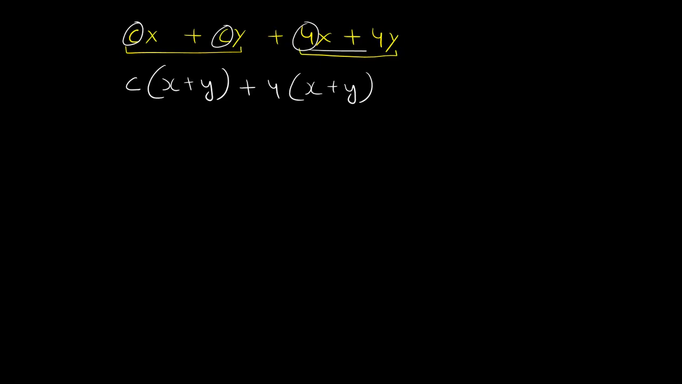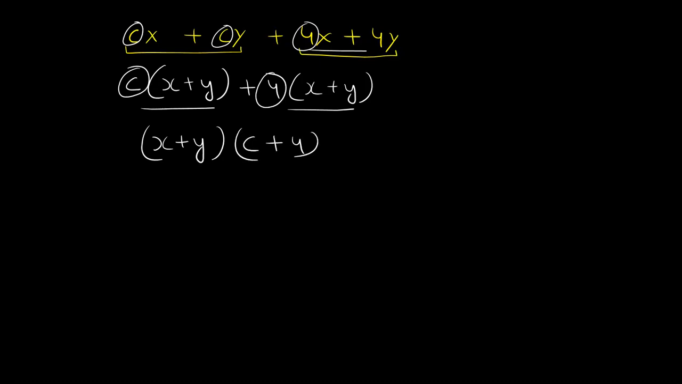Now we can see which term is common in both the terms. We have x plus y, we write that, and that will multiply with the leftover terms, which is c and positive 4, c plus 4, and that is how we solve it. When there is no parenthesis, first we change the step into this one. So I want you to solve this one problem.